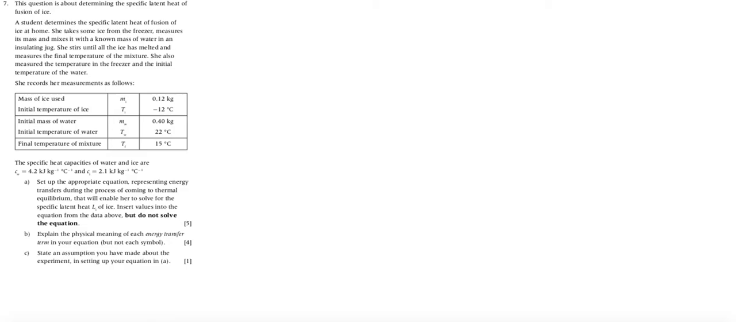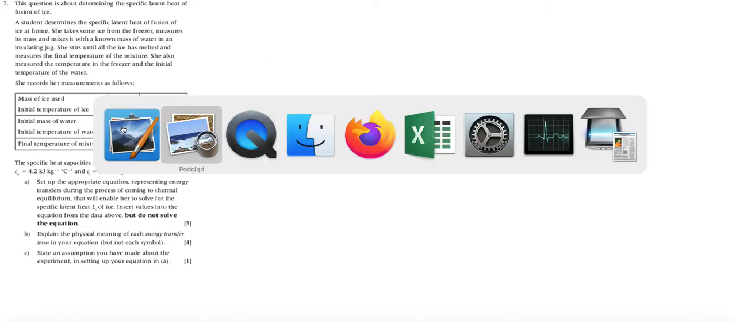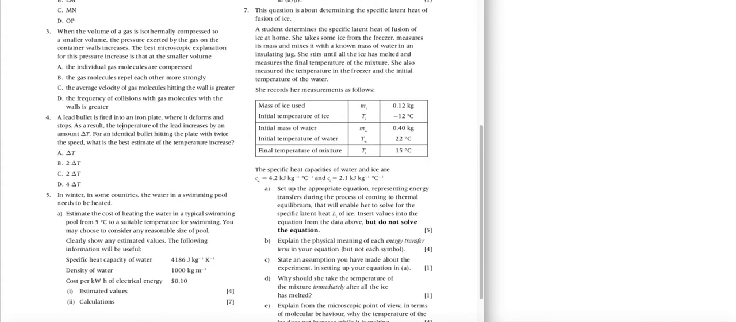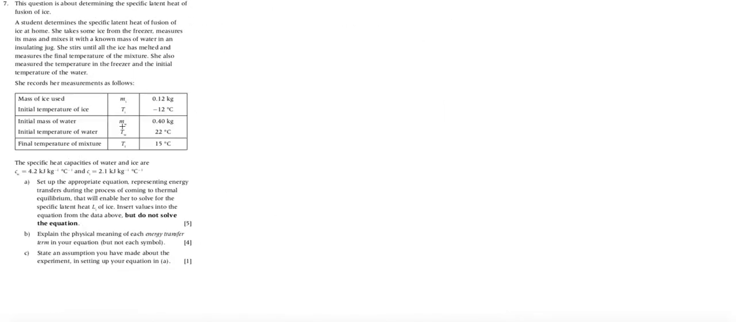So we have mass of ice used, initial temperature of ice, initial mass of water, initial temperature of water, final temperature of mixture. This is T_F, final, okay? And the specific heat capacities of water and ice are given. For water is 4.2 kilojoules and for ice is 2.1 kilojoules. Set up the appropriate equation representing energy transfers during the process of coming to thermal equilibrium that will enable her to solve for the specific latent heat of ice. Insert values into the equation from the data above, but do not solve the equation.